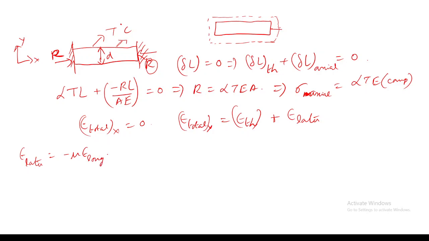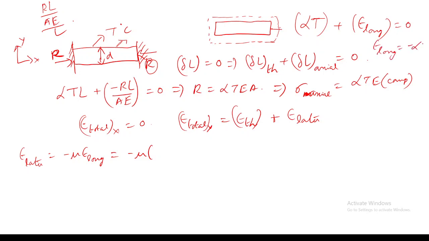And this longitudinal strain is actually minus mu into RL by AE, divided by L. Or else, for example, if I am going for strain balance in the x direction, I can write alpha T, the thermal strain due to temperature rise, plus epsilon longitudinal equal to 0. Therefore epsilon longitudinal will be equal to minus alpha T, which means I am getting a compressive strain in the x direction. Correct?